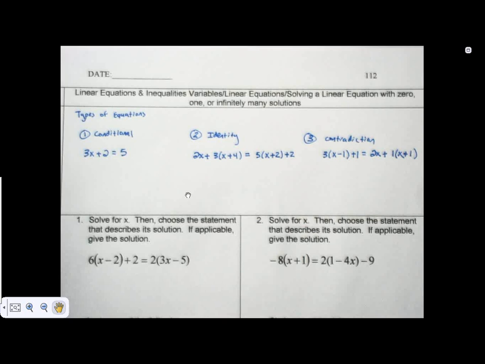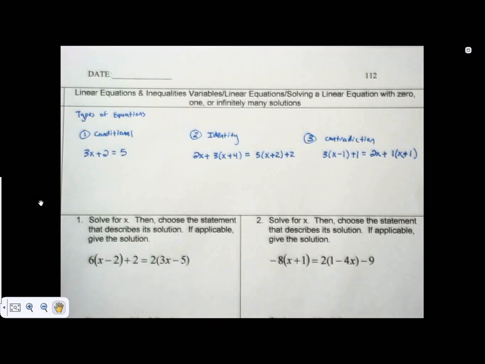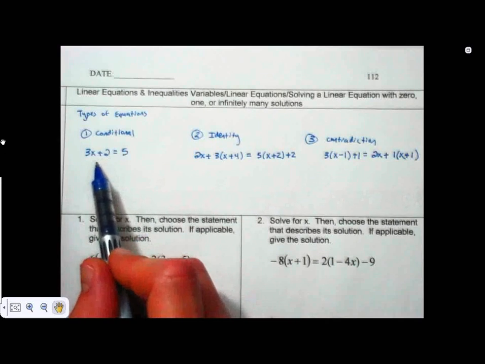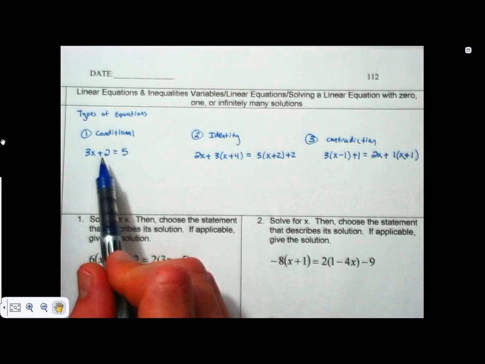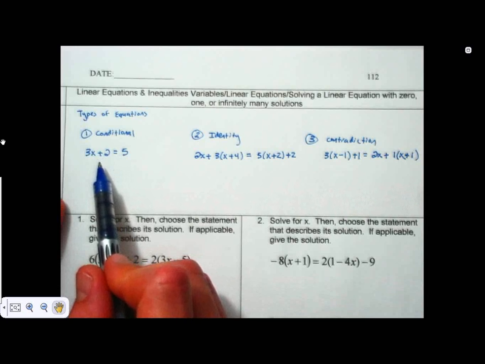Welcome. In this video, we'll be talking about three different types of linear equations and how you'd express the solution to each type. So the first type of equation is the one that's probably most familiar, and that's a conditional equation. So I've put an example of a conditional equation right here. And let's go ahead and solve it, and I'll show you what I mean by conditional.